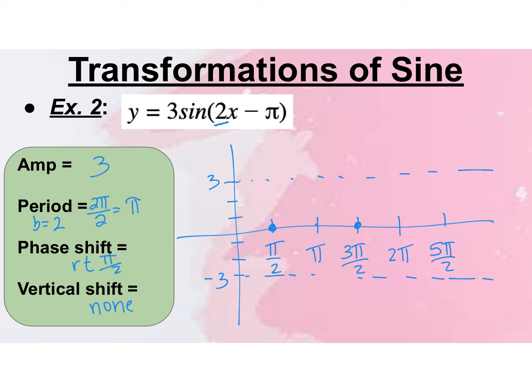I'm going to cut that in half, and then I'm going to cut those in half, and I'm going to be at my max and my min, and then we have our sine graph. So you can see that it's squished. It has a period that's only pi long.